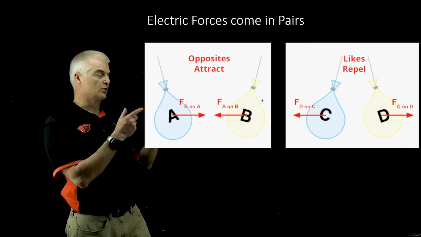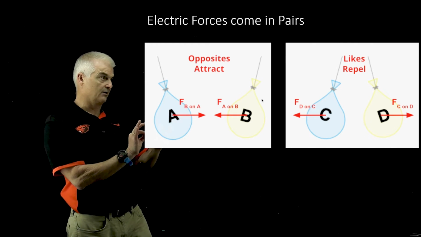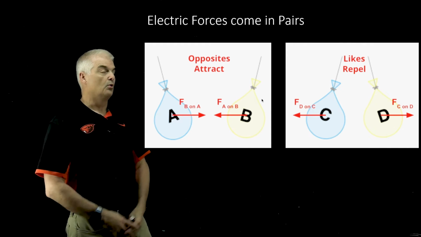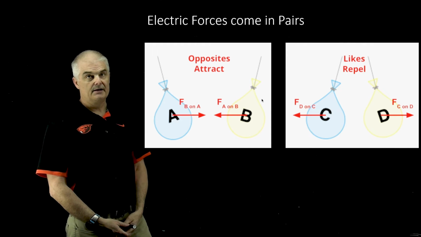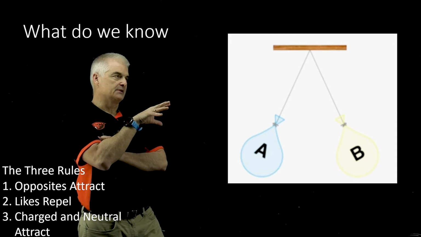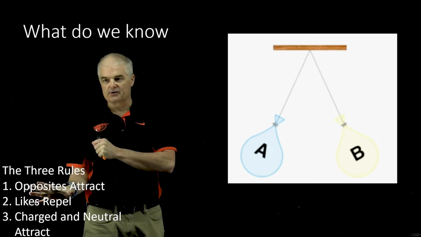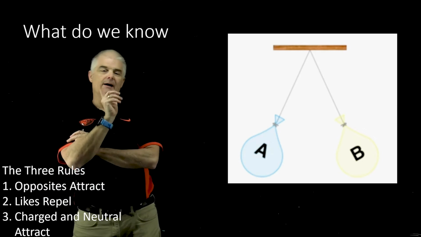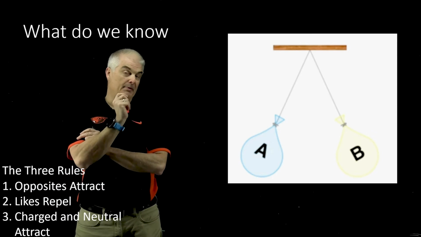basically I would encourage you to draw the force diagrams, and they're either going to be repulsive or attractive depending on the situation. So let's now talk about what we know. I would sketch this diagram, and what do we know? Here's our three rules down here. So if we've got A and B and they're repelling, what do you know?